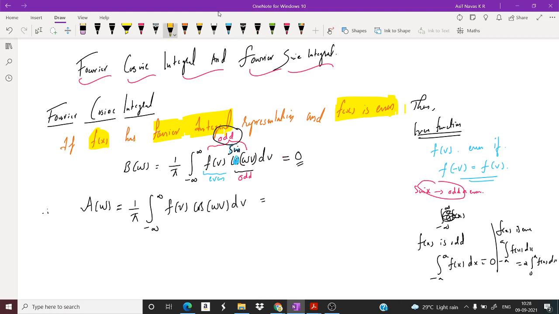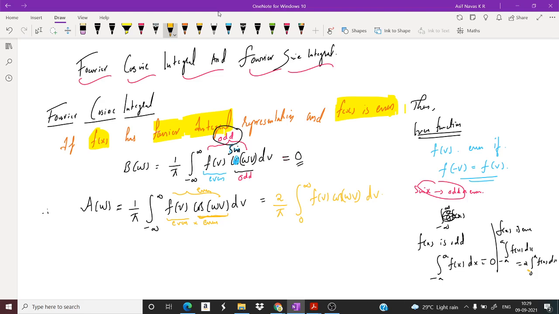Now f of v is even. What about cos omega v? Is it even or odd? Cos function? Even. So even into even? Even function. So this will be even function, therefore integral becomes 2 times, right? 2 by pi integral 0 to infinity f of v cos omega v dv.